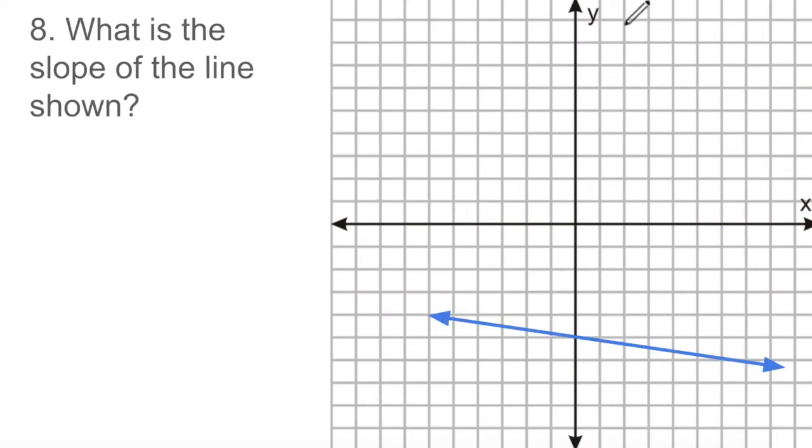So let's do number 8. What is the slope of the line shown? Well, the slope is the rise over run, or we can find 2 points on the line, and then we can apply the same formula that we did. So let's pick 2 points that intersect our grid. We don't want to pick a point like this because we don't want fractional coordinates here. So we want to pick 2 points where the line intersects the grid.